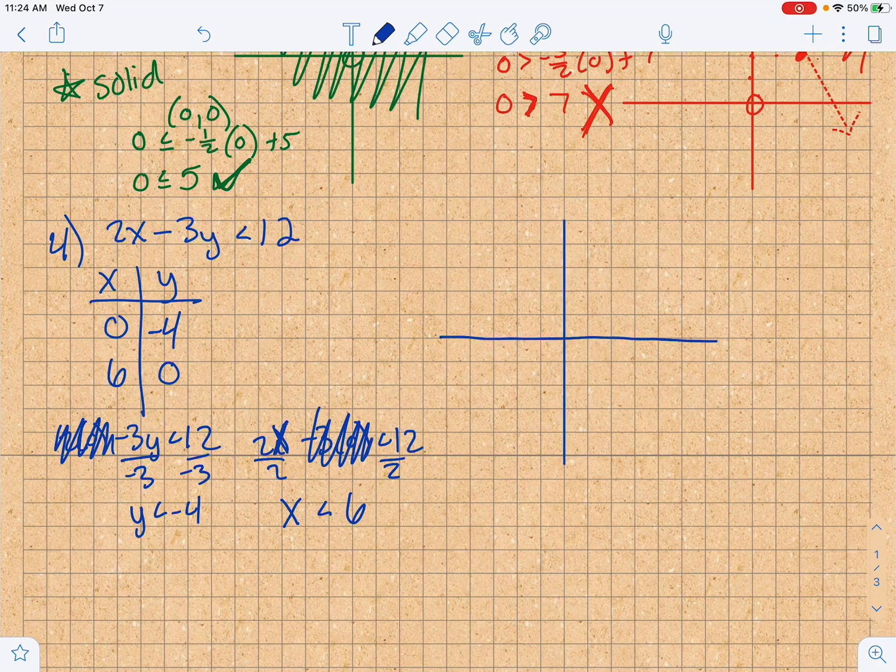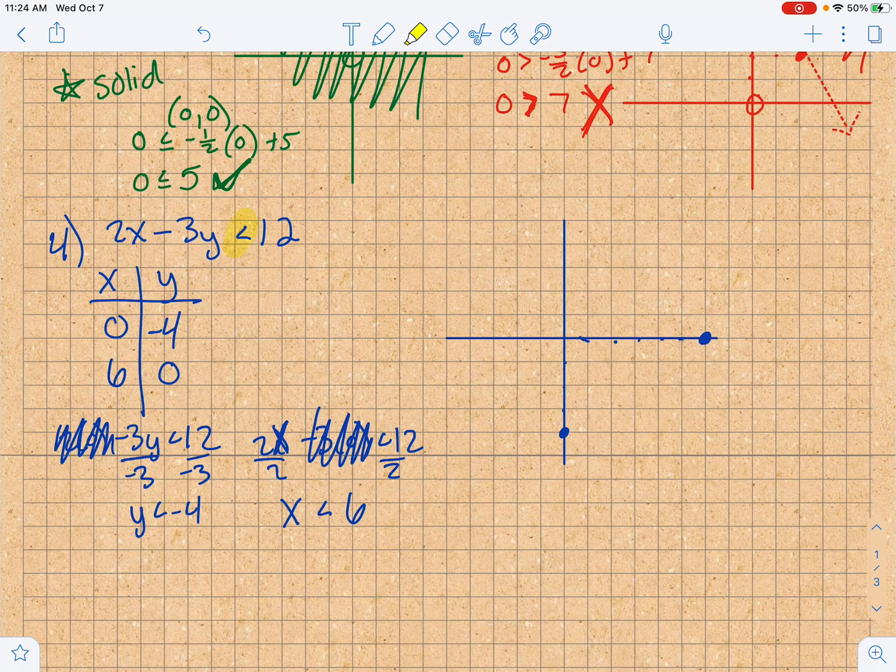And then the rest of the process is pretty much the same as what we have been doing. So my y, negative 1, 2, 3, 4. My x, 1, 2, 3, 4, 5, 6. Okay, I'm going to connect it with a dotted or solid line. Look at your symbol. There's our symbol.